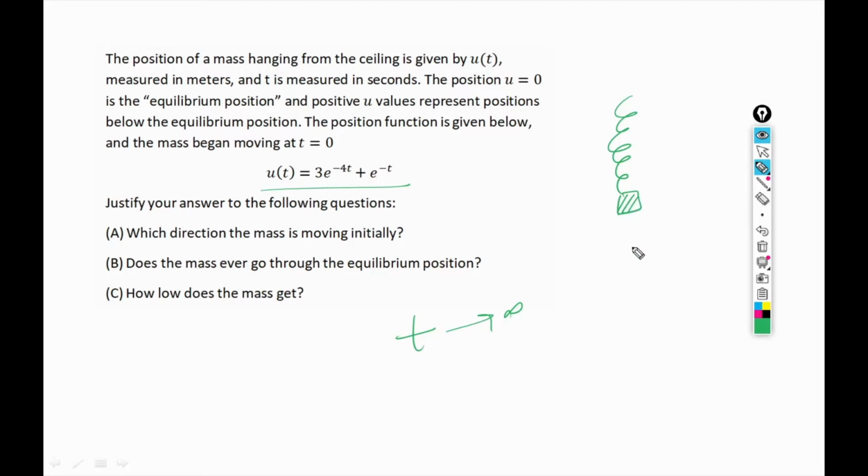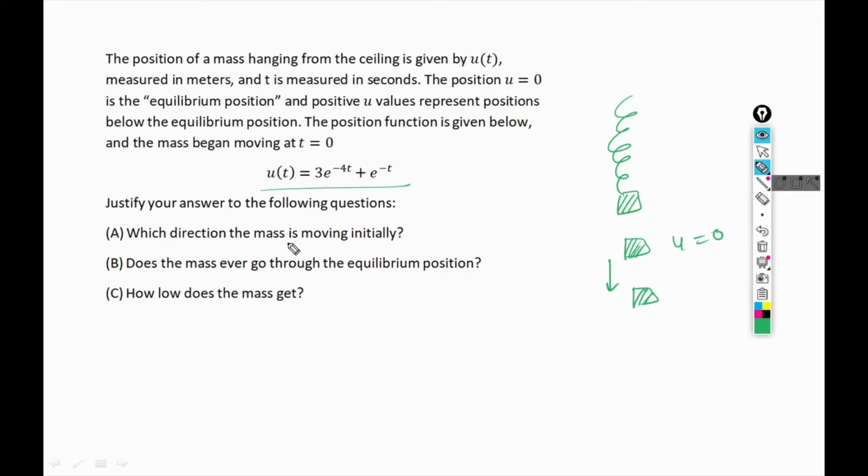Let's say if we drop this mass and it comes to rest as t tends to infinity here, then this is the equilibrium position, and we call this position u equals 0. Then if we have u equals 2, that means we are 2 units down from the equilibrium position, and if we have u equals -1, then we are 1 unit above the equilibrium position. So every distance will be measured from this position. Down means positive and up means negative. Now the position of this mass is given by this function. Now we have to answer the following questions.